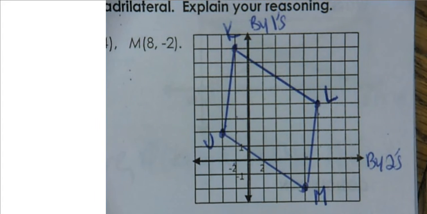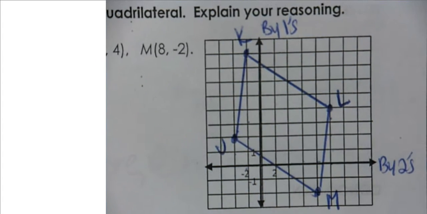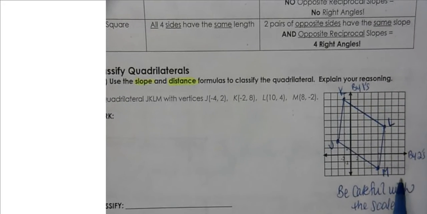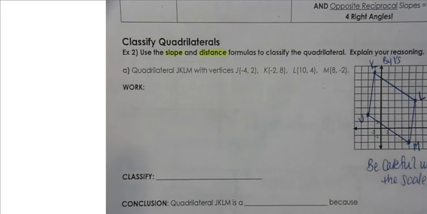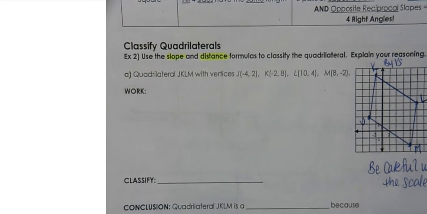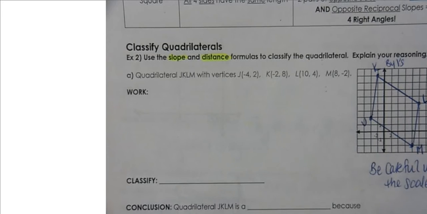All right, so here's our shape. And now what we want to do is decide what shape this actually is. So far it just kind of looks like a parallelogram, but remember that the scale is off and it's not going by ones, or not going by the same exact scale each time, so it's in disguise. So what we need to do is analyze the distances and the slopes.